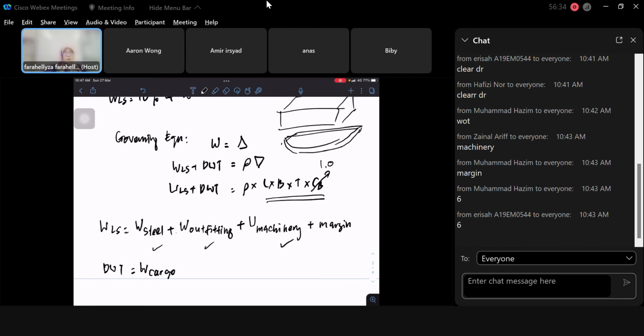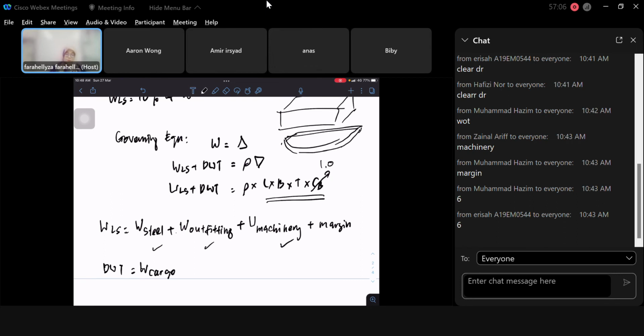Livestock carrier. So the weight of cargo is basically the sheep or the cow, whatever livestock that you bring on board the vessel. Tanker is basically the chemical or whatever liquefied cargo that you bring on board the vessel. A bulk carrier is cargo in bulk. You put it in bulk and then you load it also in bulk. So that is basically your cargo.